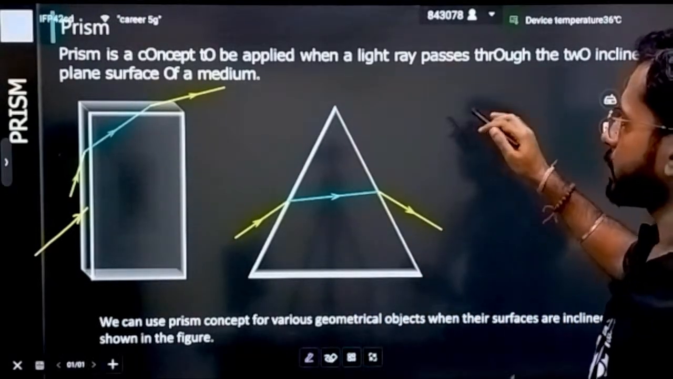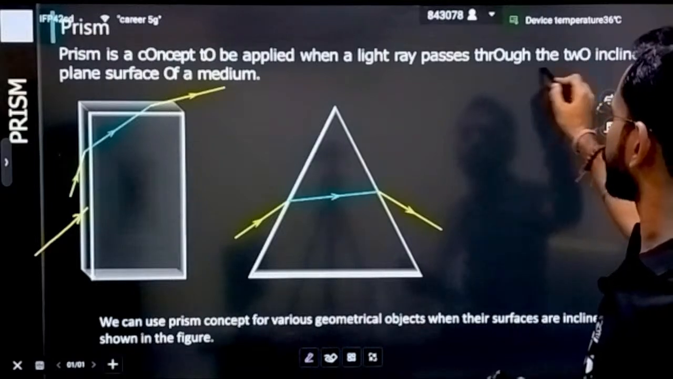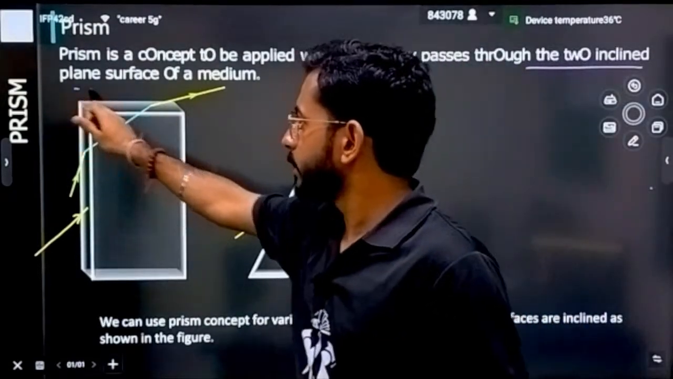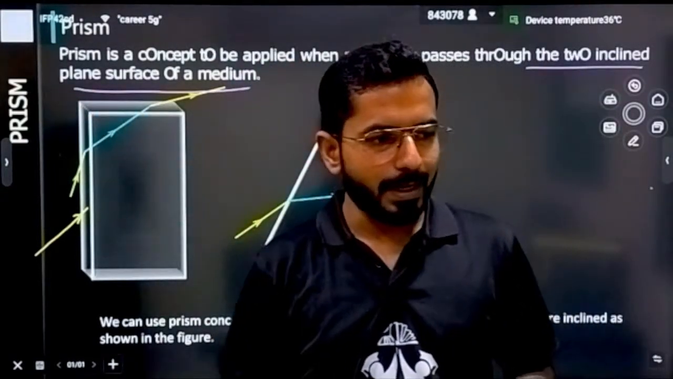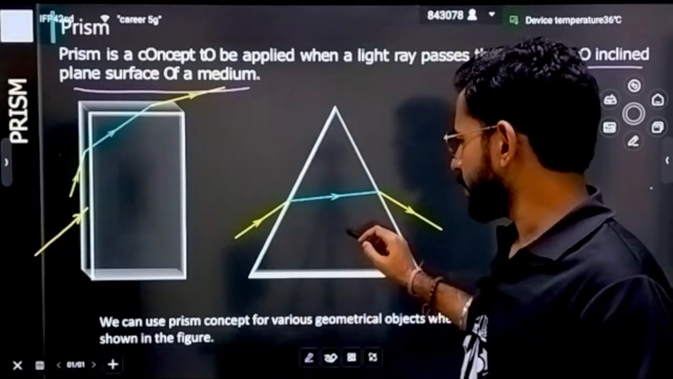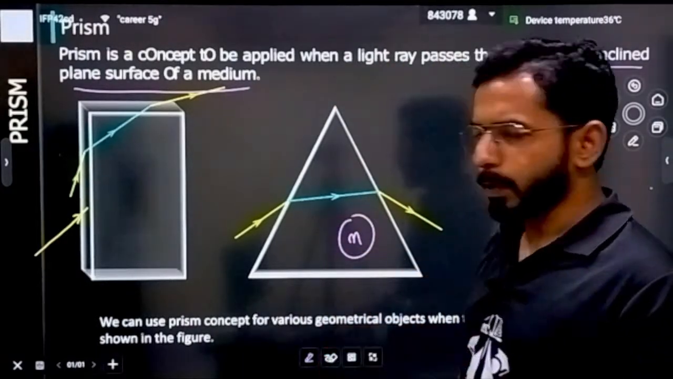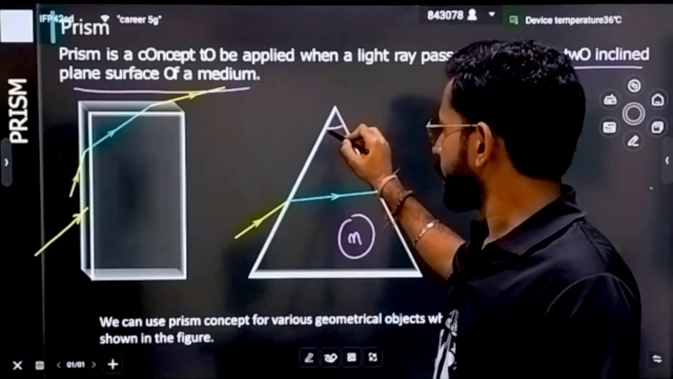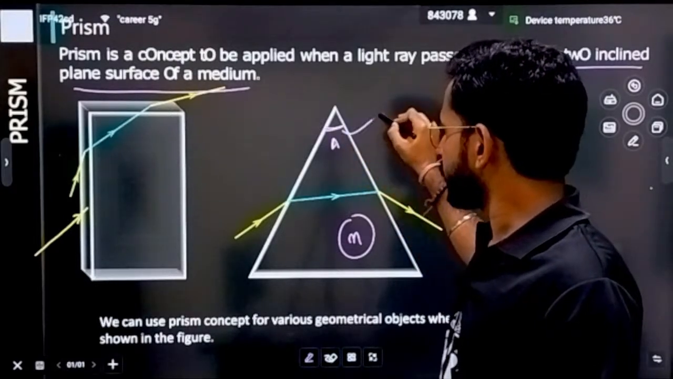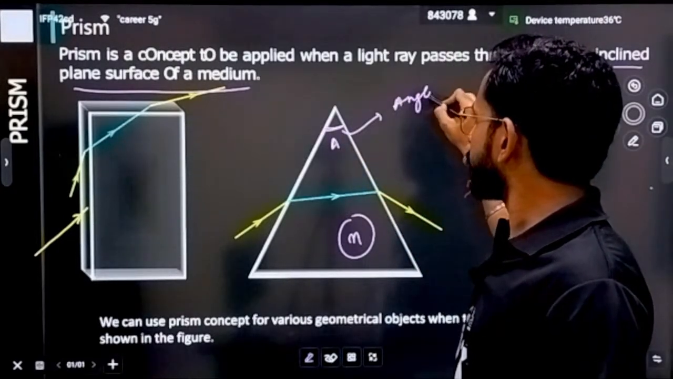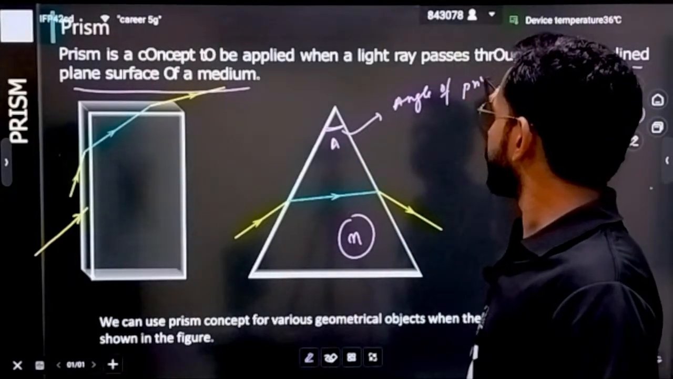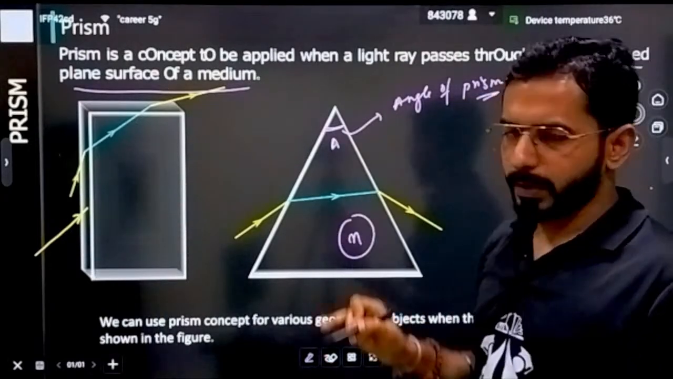So prism is a concept where light passes through two inclined plane surfaces of a medium. That is what I have told you, that there will be two mandatory inclined surfaces, and it will have some refractive index n. Okay, some important terms I will tell you. This point is called A. This angle is called the angle of prism. This is the only unique thing that you will be watching. The angle of prism is given.